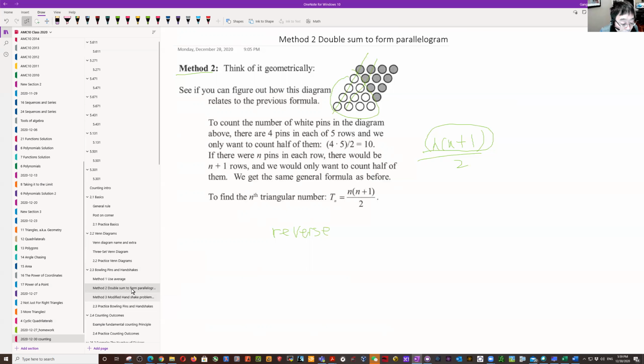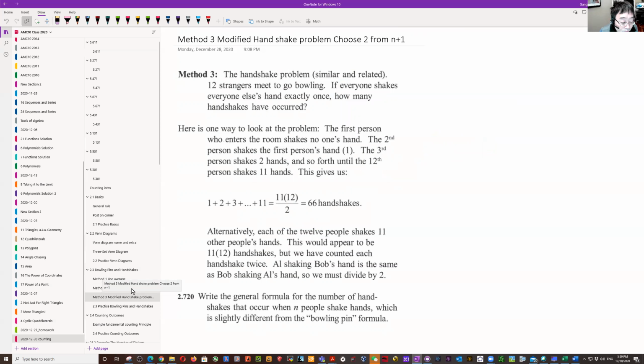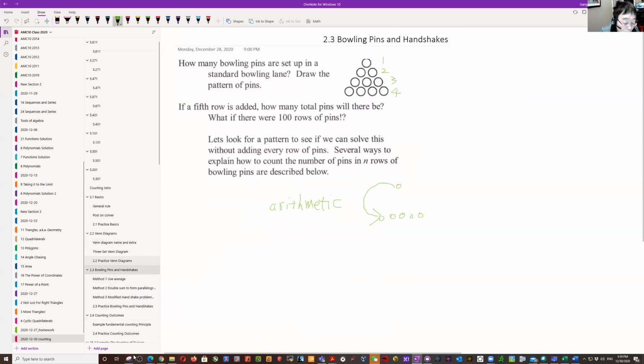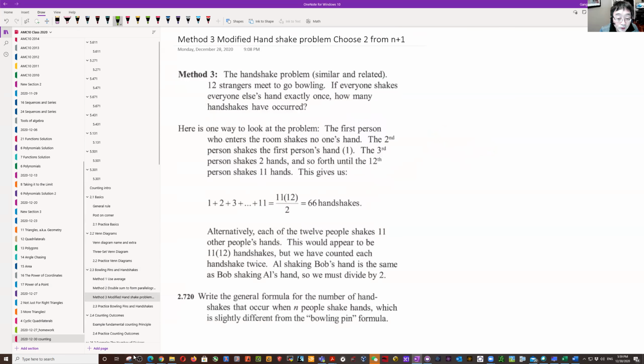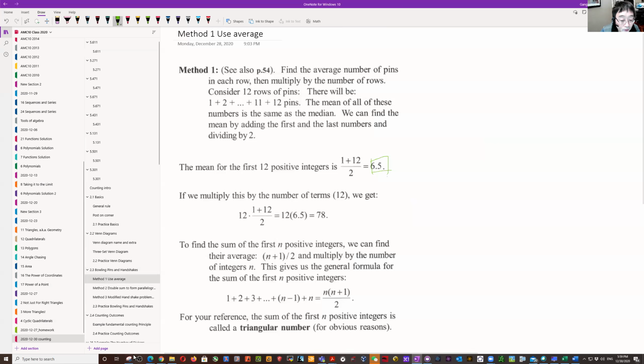So basically, this is the bowling ball pin adding up, and the handshake is just like, if you have a stack of 12 pins, 12 layers of the pin, it is equivalent to the number of handshakes among 13 people.